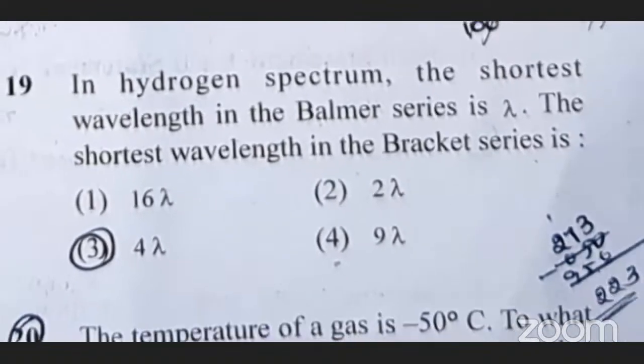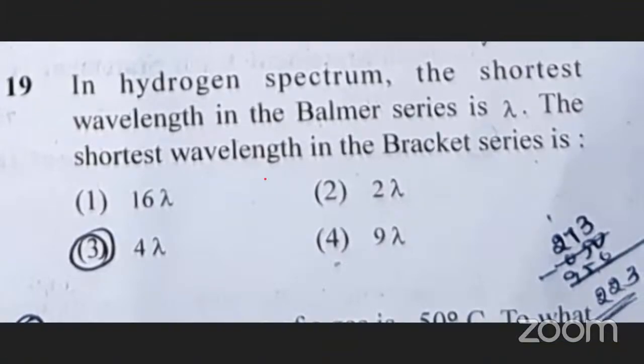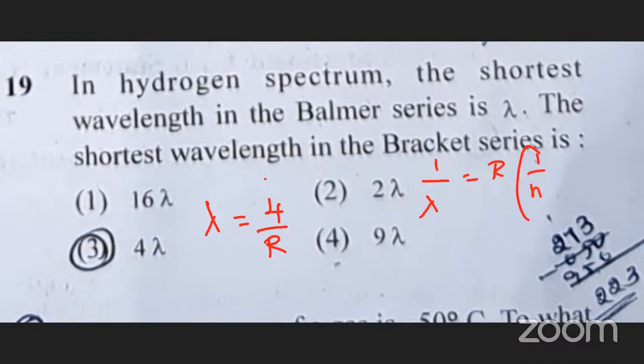So the next question is, in a hydrogen spectrum, the shortest wavelength of the Balmer series is lambda. The lambda value for the Balmer series is 4 by r. We know the formula 1 by lambda is equal to r times (1 by n1 square minus 1 by n2 square). Here n1 for the Balmer series is equal to 2. Applying this, we get the lambda value as 4 by r for the Balmer series.